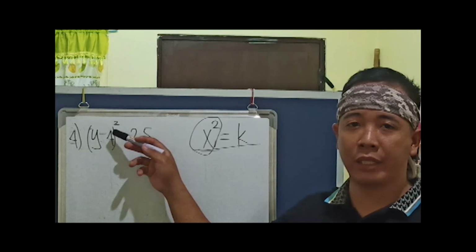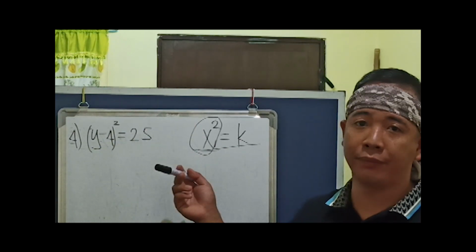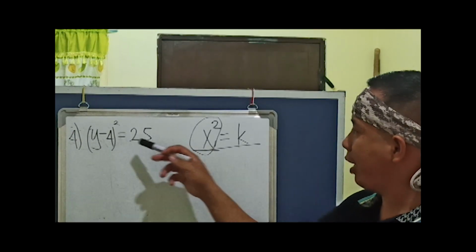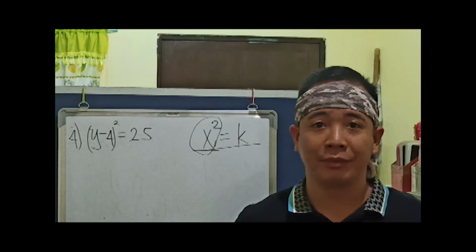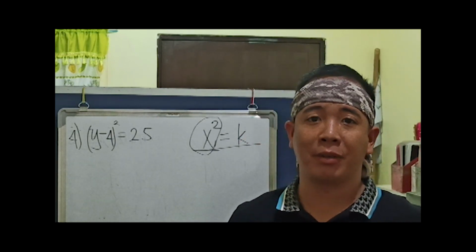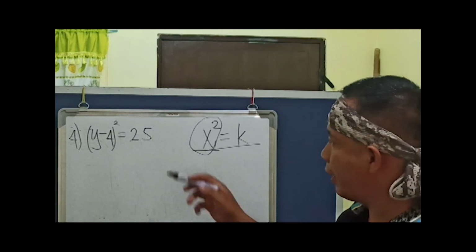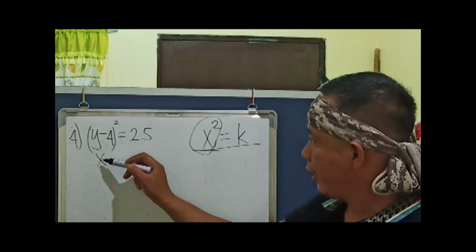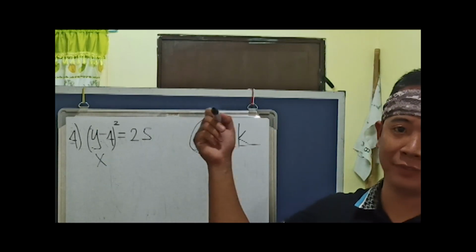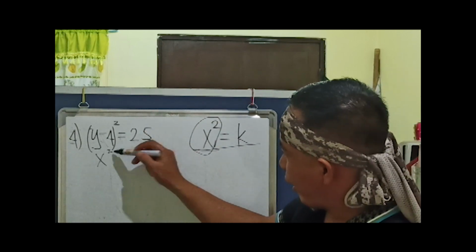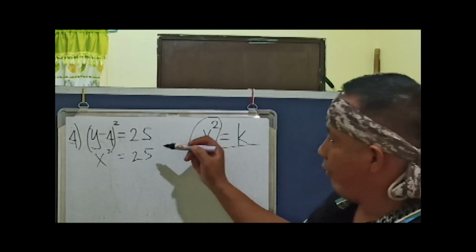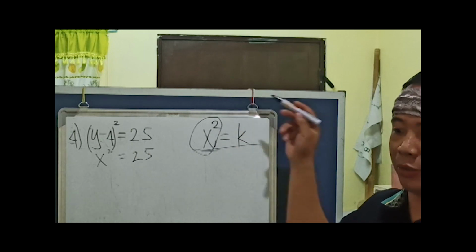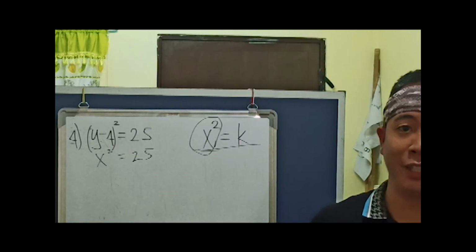The quantity of y minus 4 squared is equal to 25. So upon looking at the problem, you might tell me that, sir, it does not follow the form x squared equals k. My answer will be, you use your imagination. What if you are going to imagine that the whole of this, the y minus 4, is just x? Right? So it will become x squared is equal to 25. Now, if you are going to look at this form, it already follows the form x squared is equal to k. Now, that's your imagination.